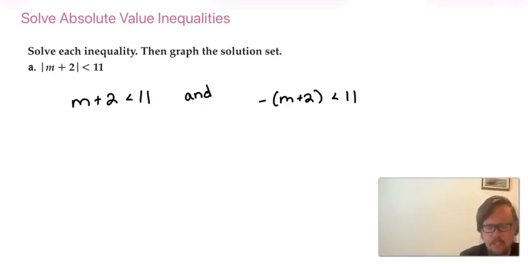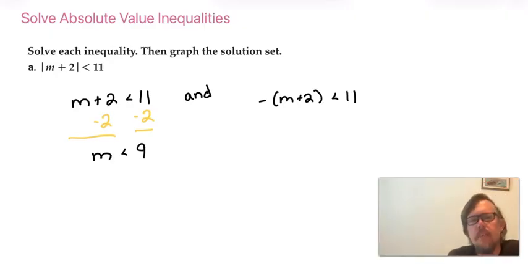Okay, so let's go ahead and solve the right one first because this one's the easiest. Let's go ahead and get the easiest one out of the way. We just use the subtraction property to subtract 2 on both sides, and we get m is less than 9. Easy. Over on the right side, one option that we have is that we could use the distributive property. We could distribute the negative to the m and the plus 2. Certainly nothing wrong with that.